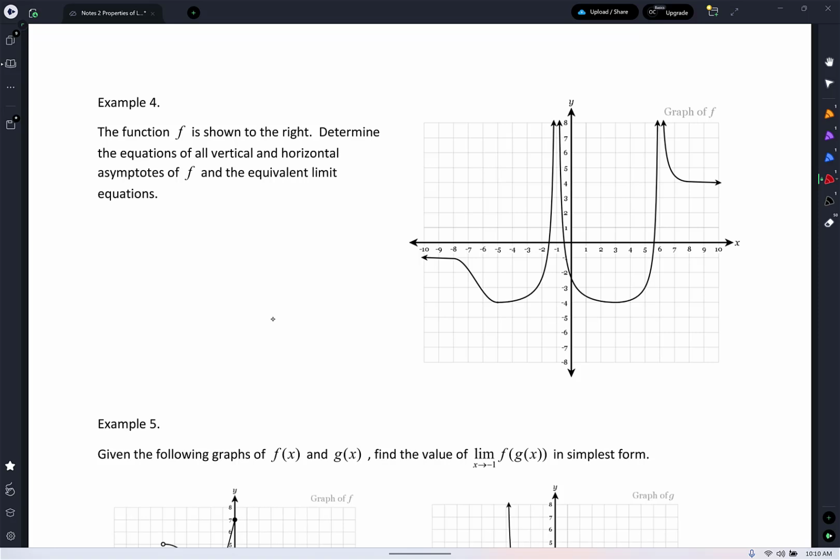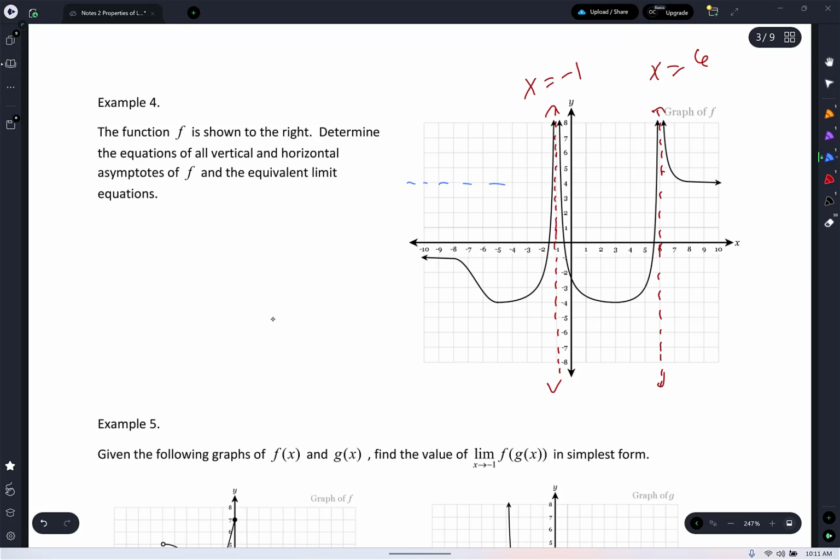All right, let's go to the next example. Let's see what it says. The function f is shown to the right. Determine the equations of all vertical and horizontal asymptotes of f and the equivalent limit equations. Okay, so that means they're talking about behaviors. First, can you identify the vertical and horizontal asymptotes? Yep, there's one. The vertical asymptotes are the easiest ones to see because it's where we go up forever. There's 2. So what are my vertical asymptotes so far? x equals -1 and x equals 6.